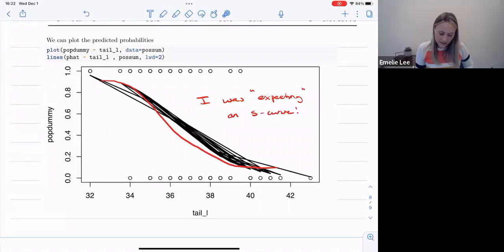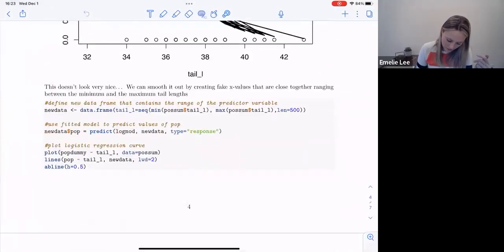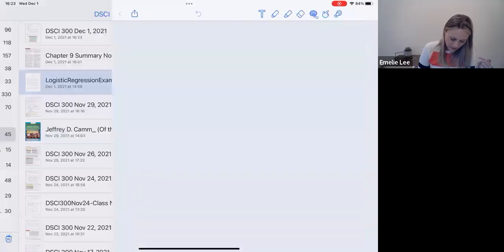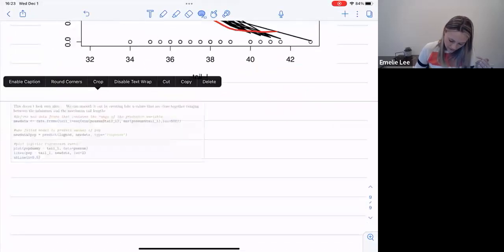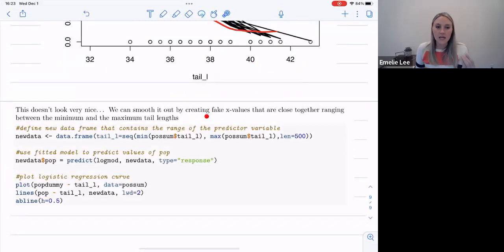So you can add the lines and notice that it doesn't give us that smooth curve. So to add that smooth curve, what we're actually going to do is add a series of points. So a lot of points. We create fake X values that are close together, and we're going to force them to range from 32 to 43. Okay. And so, of course, we reference the data, but we're going to create this new data. New data is going to be a data frame. And it's going to have a column called tail length, which is going to be a sequence from the minimum tail length in the possum data set to the maximum tail length in the possum data set. And I want 500 evenly spaced points.